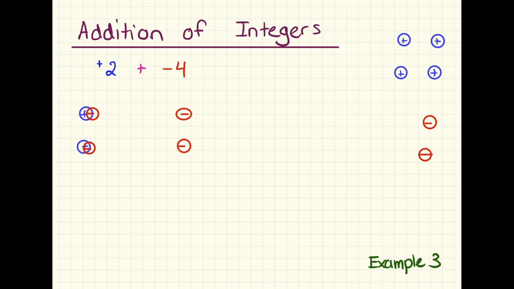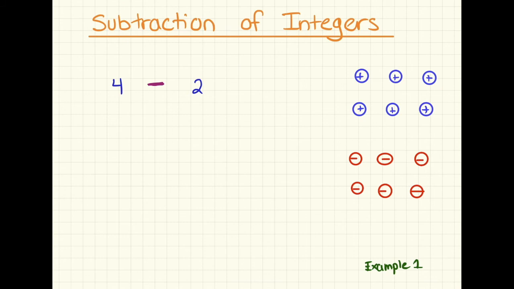It doesn't actually matter. But in the end, in this case, I am left with 2 negative tokens. So a positive 2 added to a negative 4 doesn't quite get us into the positives yet. It gets us into the negatives. So our answer for this one is negative 2. So that's for addition of integers.